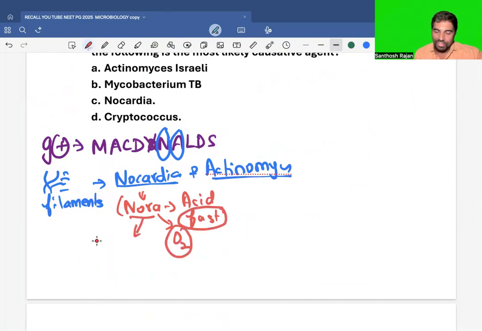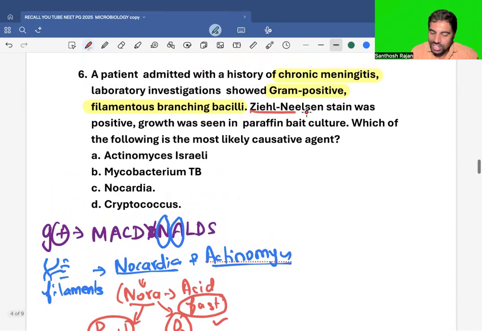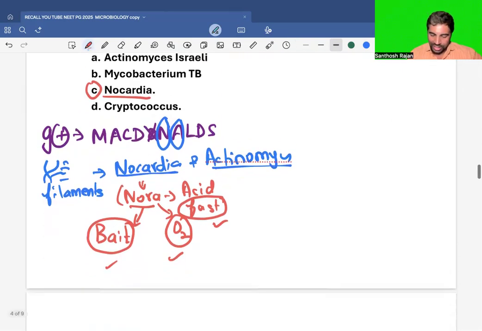And next one, everybody's putting bait on her. I told you several times, and this question came after so many years. In revision classes, I told all those students. So it is aerobic and bait. You got all the clues. Also see, they've given that Ziehl-Neelsen stain was positive. Ziehl-Neelsen is basically acid-fast, that is, acid-fast bacilli they mean to say. Paraffin bait culture. You already got the clue. Everything was in our revision. So your answer is Nocardia. Close your eyes and mark Nocardia. That's it. You're done.